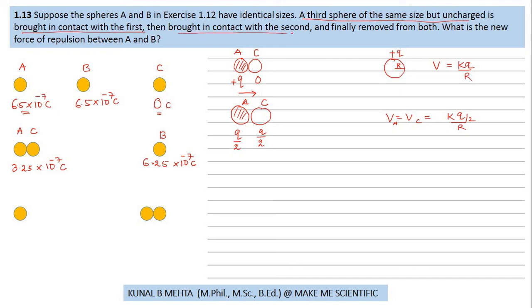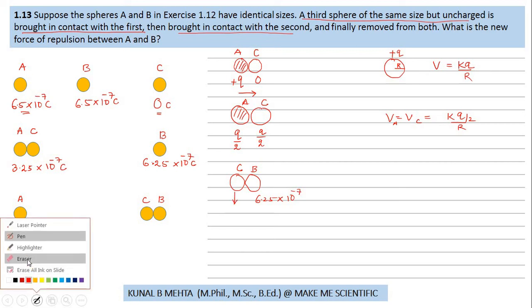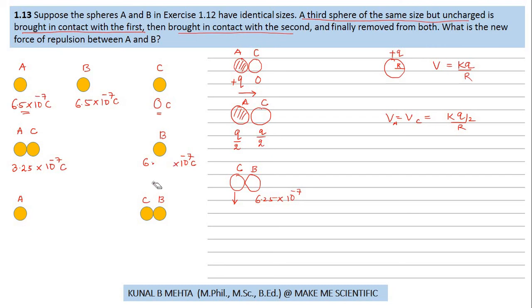Now then it is brought in contact with the second one. So C, which was first brought in contact with A, will now be brought in contact with B. So this is A, this is C, this is B. Now B was already having charge. This is C, this is B. So this was already having 6.25 into 10 raised to minus 7 coulomb charge. I'm sorry, this is not 6.25. I made a very small error over here. This is 6.5, and this is again 6.5 over here.